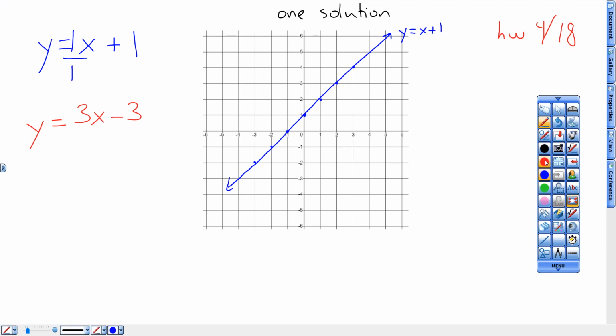My line in red, here I go, -3. First word is green, green. Start at -3, going right 1, up 3. That is way different than over 3, up 1. Don't do it that way. 3, which is 3 over 1, right 1, up 3, right 1, up 3, right 1, up 3. Draw that line best you can. Label it.